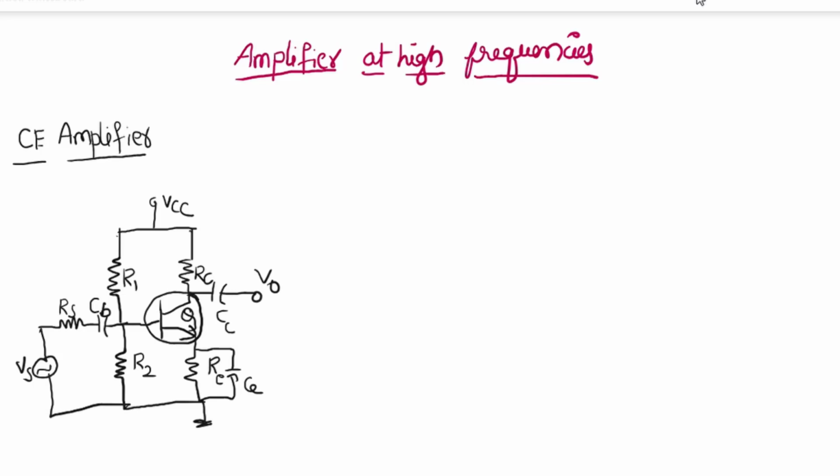Before going into the topic, let me explain why the H parameter model is used for the analysis of amplifier at low frequencies and why hybrid pi model is used for the analysis of amplifier at high frequencies. Okay.